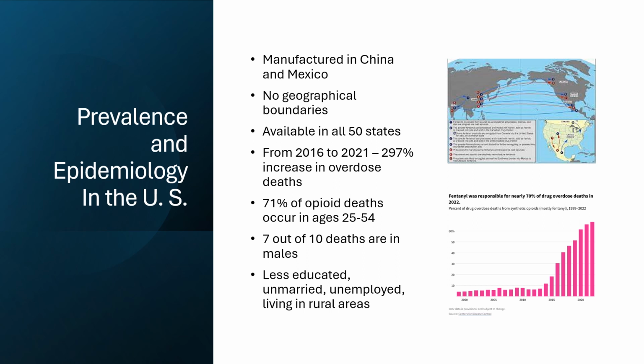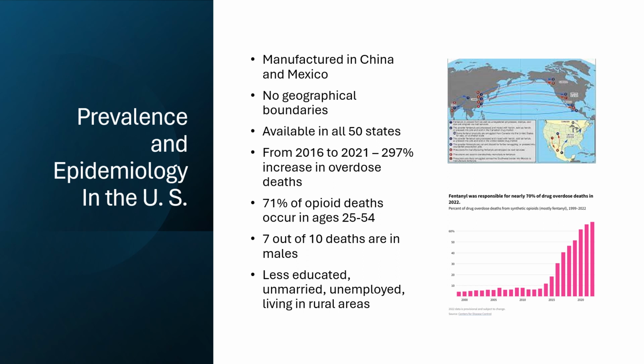Fentanyl is mainly manufactured in China and Mexico. Fentanyl is then trafficked into the United States, usually via Mexico. As fentanyl is a synthetic opioid, it has no geographical source boundaries like cocaine or heroin and can be manufactured anywhere. Fentanyl is readily available in all 50 states.